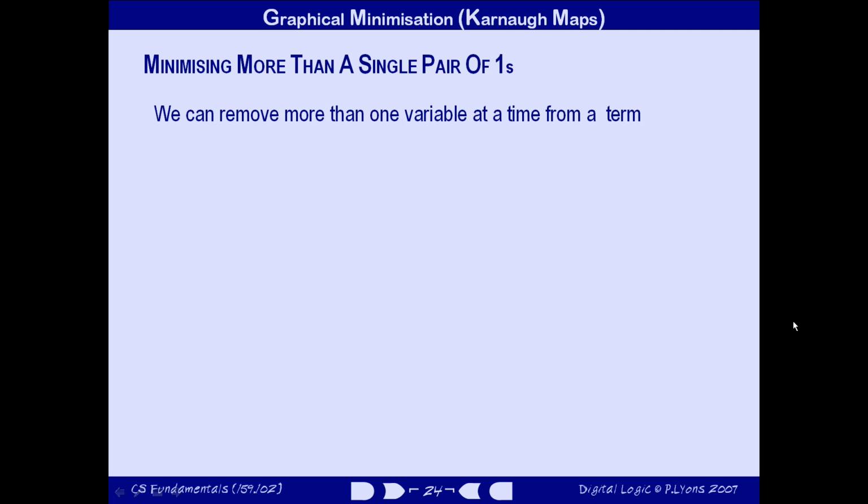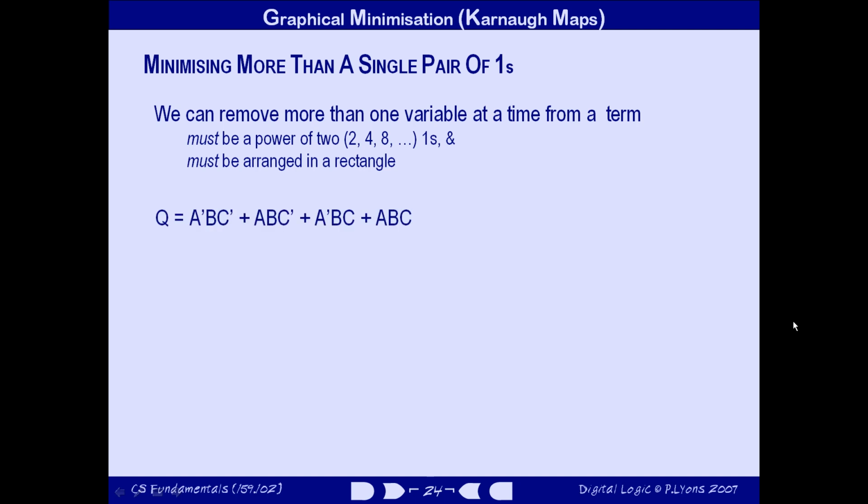A word of warning though, the conditions are stringent. The groups we're minimizing must contain a power of 2 1s. That is, they must contain 2 or 4 or 8, or if we were handling a really big Karnaugh map, some other power of 2 1s. And the 1s must be arranged into a rectangle within the truth table. A square is a special case of a rectangle, so it qualifies, but diagonal arrangements or L-shapes or more arcane shapes won't do. So let's look at a particular example.